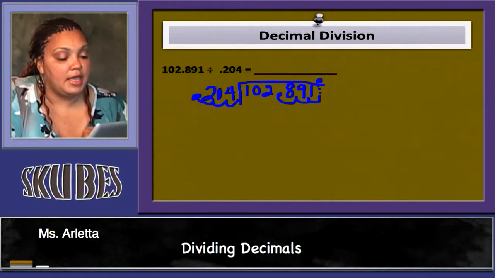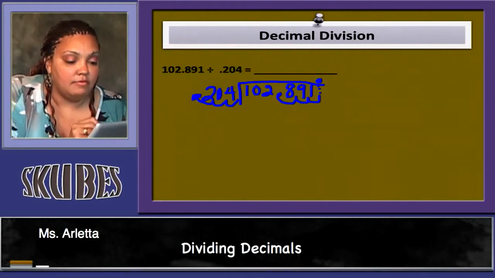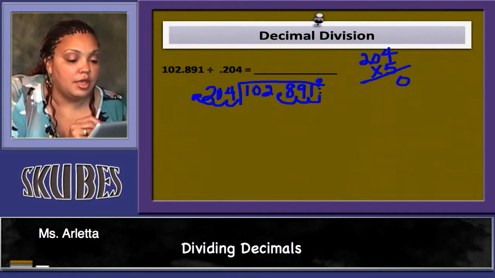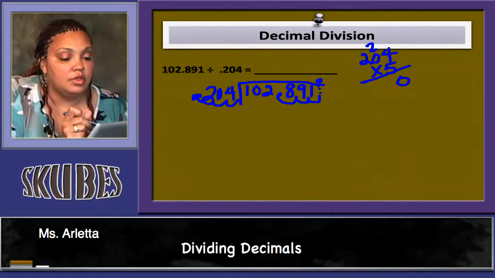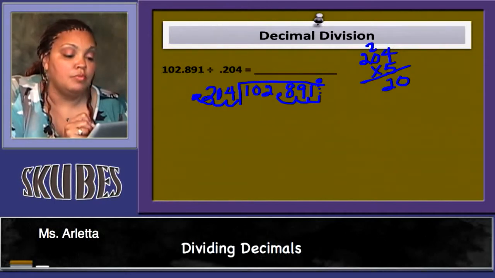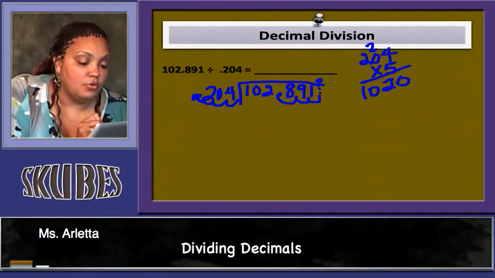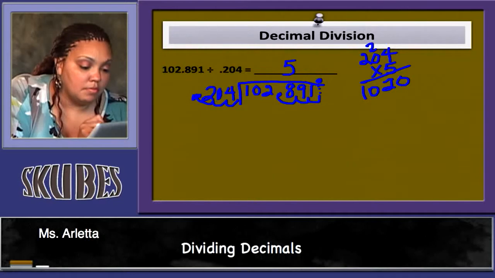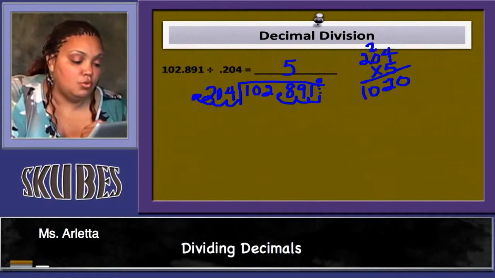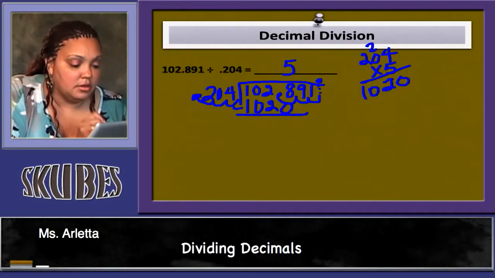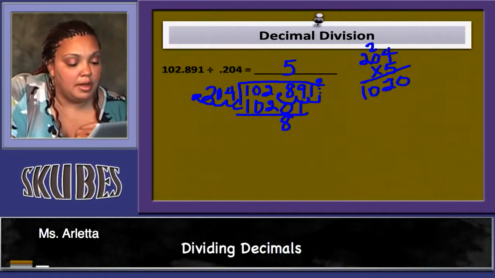204 goes into 1028. Let's say 5. 204 times 5. 5 times 4 is 20. Write your 0, carry your 2. 5 times 0 is 0, plus the 2 makes 2. 5 times 2 is 10. And that 1020 is very close to 1028, so 5 will work in this case. 5 times 204 is 1020. When I subtract, I'm left with 8. Bring down my 9.